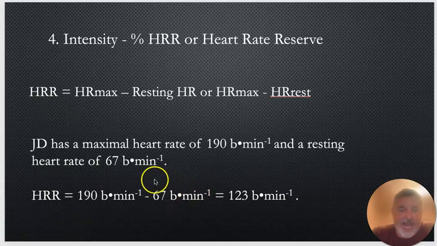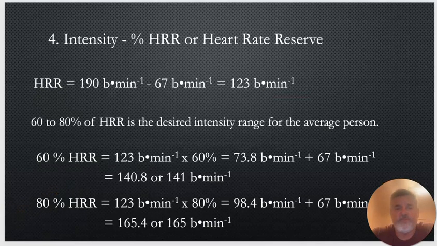So I'm really factoring resting heart rate out whenever I'm multiplying by the different recommended percentages based on goal. Here's an example of that. So heart rate reserve, 190 minus 67 equals 123 beats per minute. We did this on the last slide. So the recommended amounts are 60 to 80% of heart rate reserve. That's the desired intensity when using the heart rate reserve method for the average person.